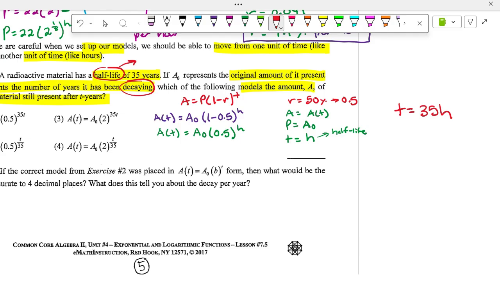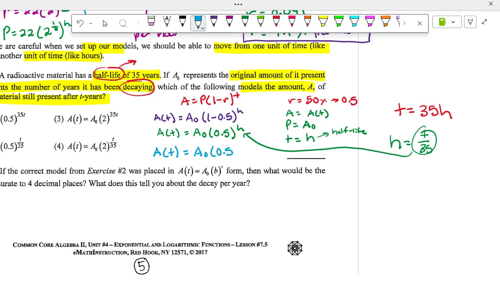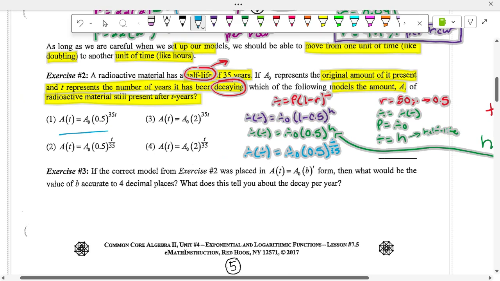So how would I define h in terms of t? In other words, how would I solve for h in that equation? How do I get h by itself over here? Divide both sides by 35. So I get t over 35. That's what I'm going to plug in for h here. So I get A of t is equal to A0 times 0.5 to the t over 35. So the equation I'm going to use is 2.